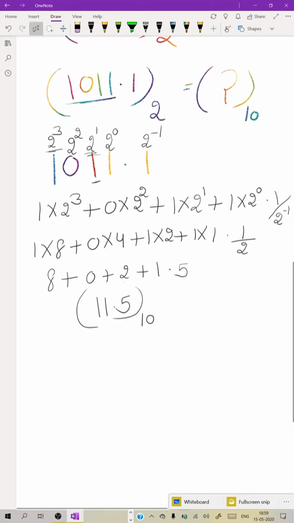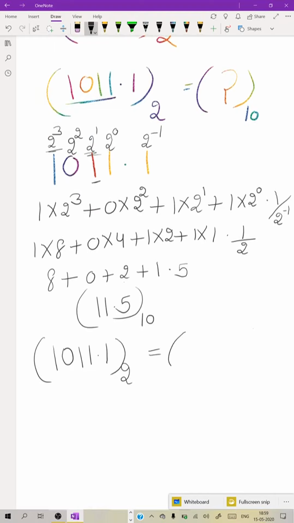How can you write your answer? 1 0 1 1 dot 1 binary is equivalent to 11.5 decimal. So binary to decimal conversion, binary fraction to decimal conversion, is completed.